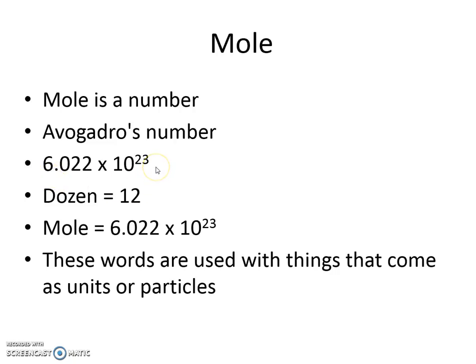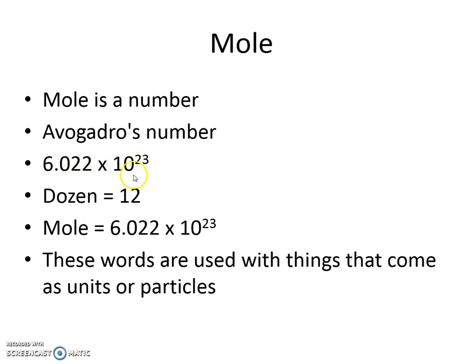6.022 times 10 to the 23. It's often written as 6.02 times 10 to the 23. It's called Avogadro's number, and we use this really large number. You have to remember this is going to be 6022 with 20 more zeros after it. So it's a huge number, one that you can't possibly conceive of.